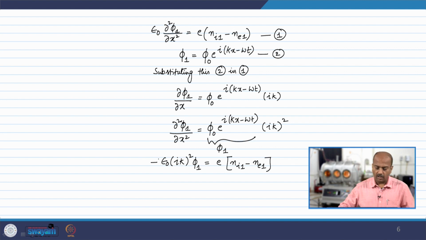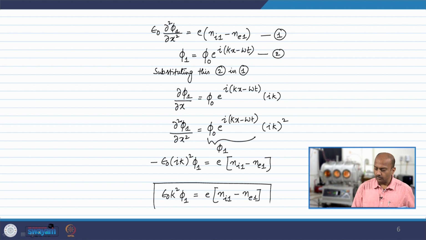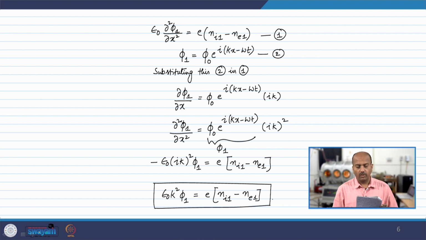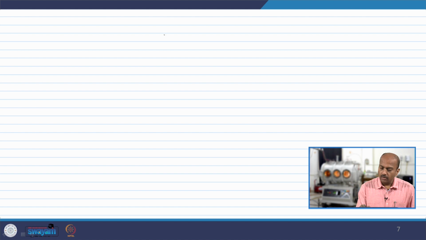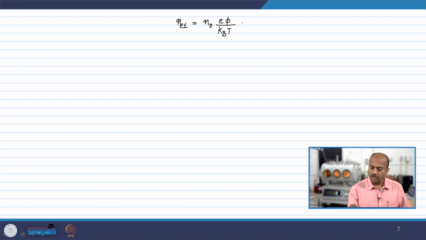Or removing the iota, we can write it as epsilon naught k square phi 1 is the charge times perturbed number of ions minus perturbed number of electrons. This is a very important equation that we are going to use further. Let us call this equation A. And from the last class we need to recall an equation: n e1, the number of perturbed electrons, is equal to equilibrium number n naught times e phi by kBT. Let us call this equation B.